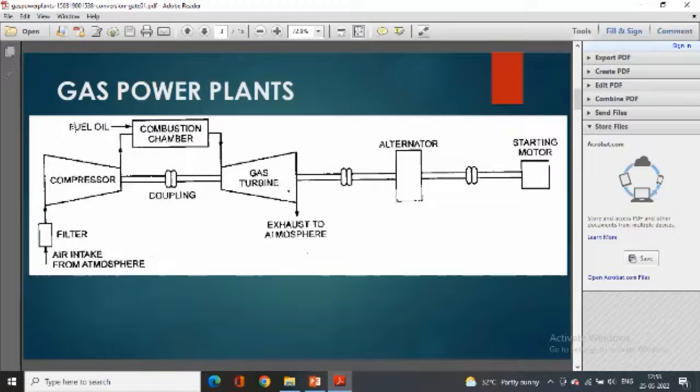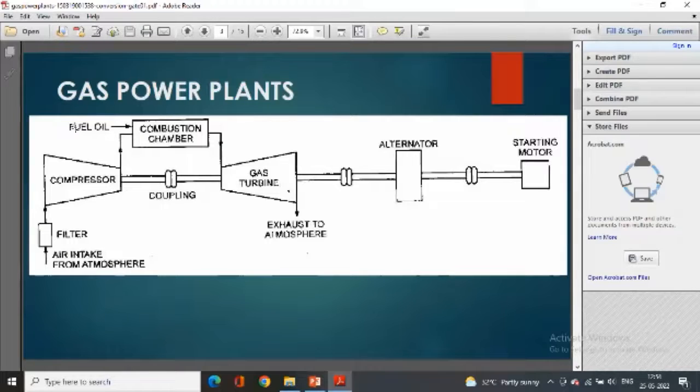given to the gas turbine, striking the gas turbine. When the gases strike the gas turbine, the turbine starts rotating, and the gases are expanded, and these exhaust gases are passed to the atmosphere.